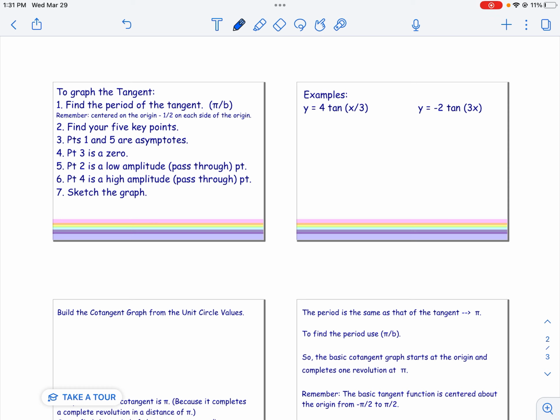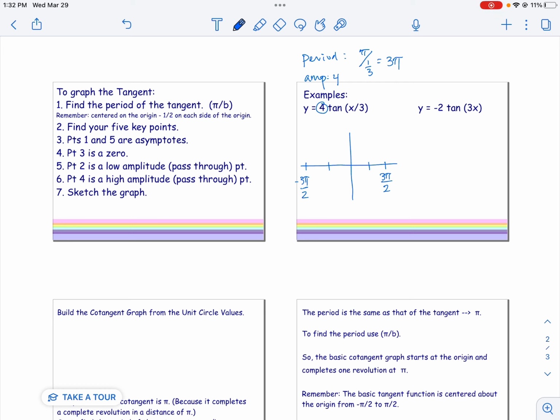So when I look at this first example, the amplitude is 4. There are no horizontal or vertical shifts with this tangent function, and I'm going to find that the period is pi over 1/3, which means that the period is 3 pi. So I'm going to be taking a look at this tangent function with a period of 3 pi, right there. Half of 3 is 1.5, so that's 1.5 pi, right? 3 pi over 2, and then negative 1.5 pi, negative 3 pi over 2.